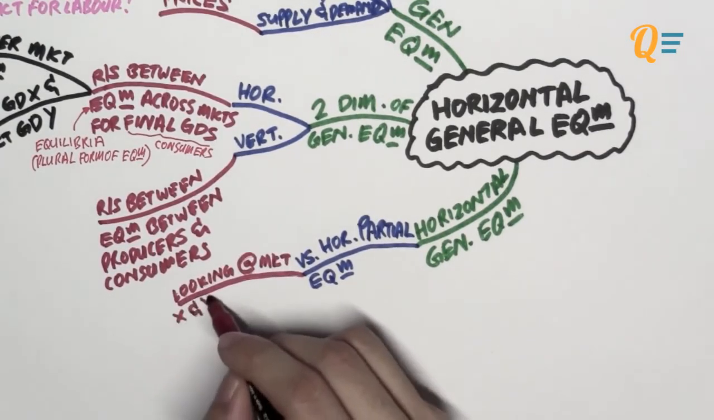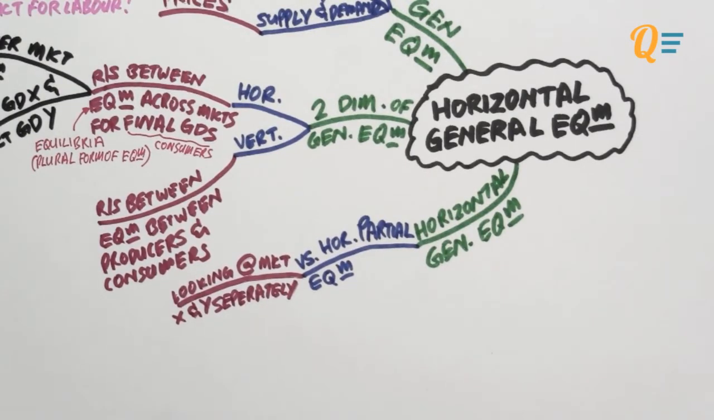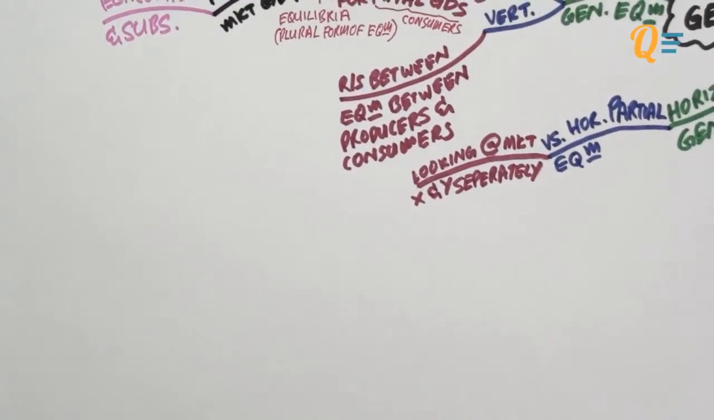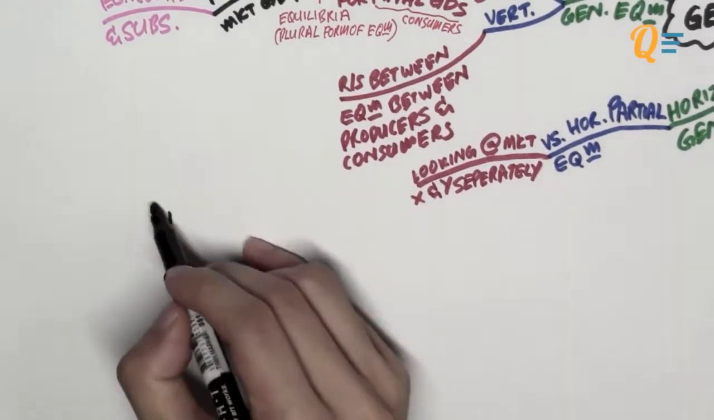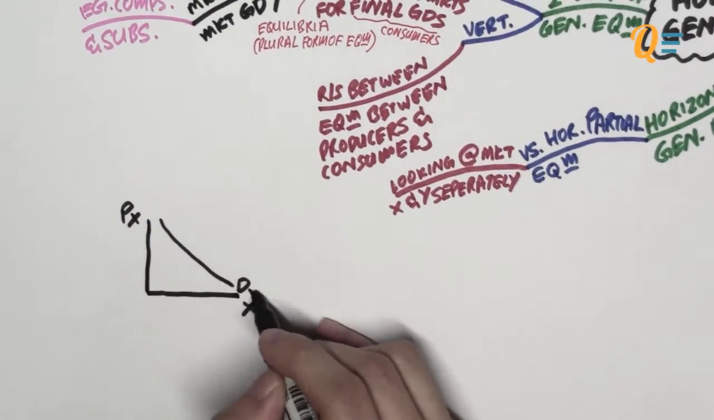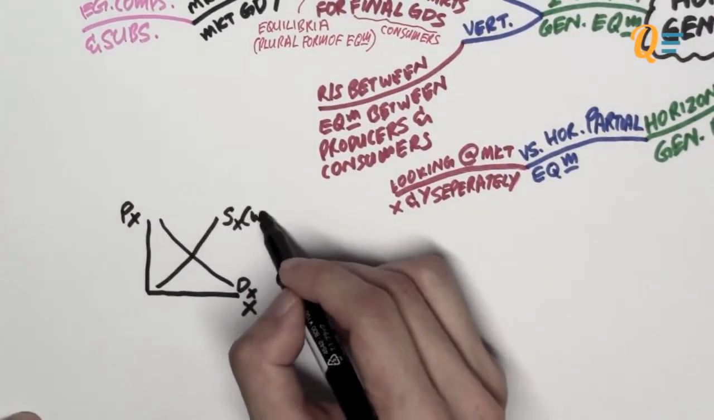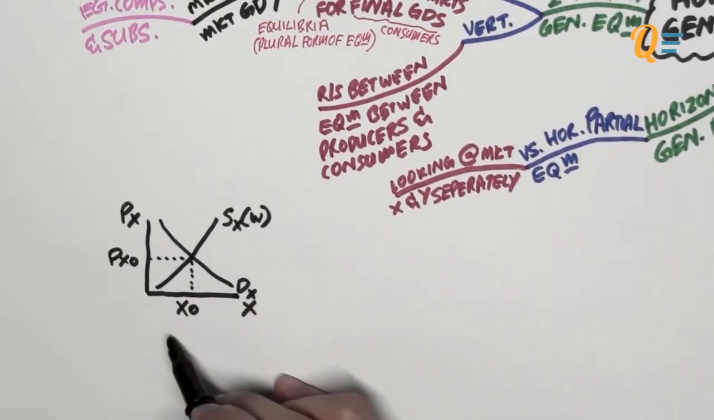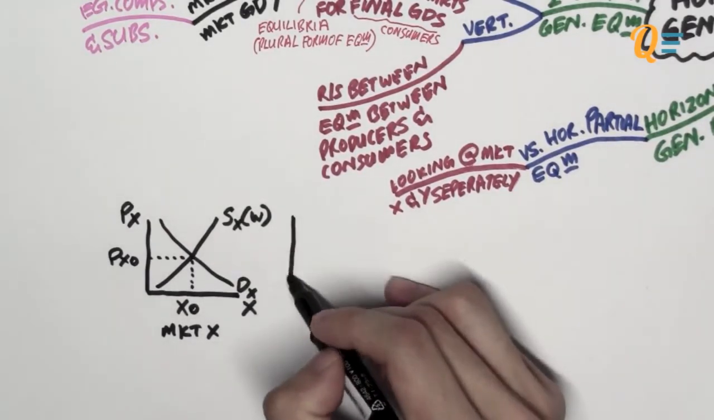In partial equilibrium, you are looking at the market for good X and good Y on a separate basis. You're looking at them individually and you don't care whether these two markets are actually interacting or not, whether they have an interdependency or not. If you look at the diagram over here, this is the demand for X and this is the supply for X, which is affected by the wage rate. So we've got equilibrium over here, which gives you the market price of Px naught. That's market X, right?